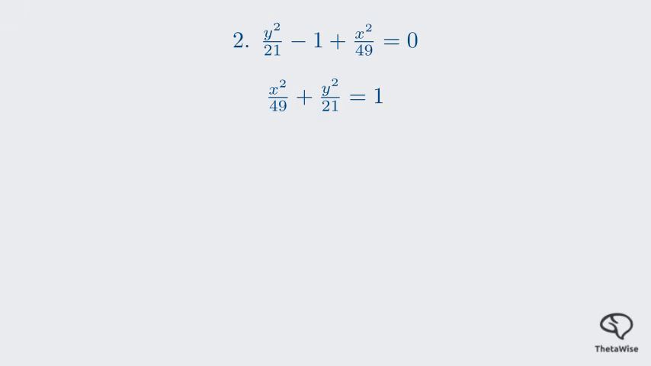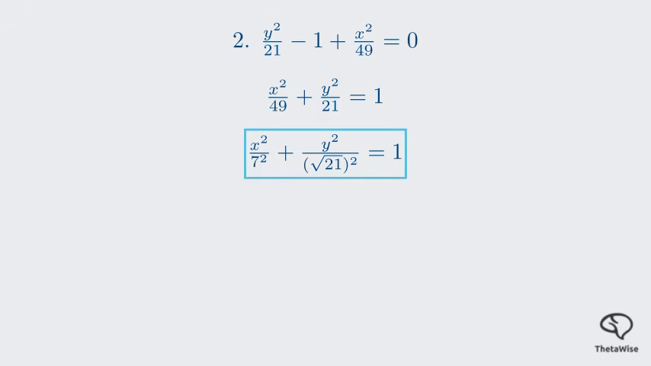Now we write the denominators as perfect squares to identify a and b. 49 is 7 squared, and 21 is the square root of 21 squared. So our final equation is x squared over 7 squared, plus y squared over the square root of 21 squared equals 1. From this, we can see that a equals 7 and b equals the square root of 21. These are our intercepts.